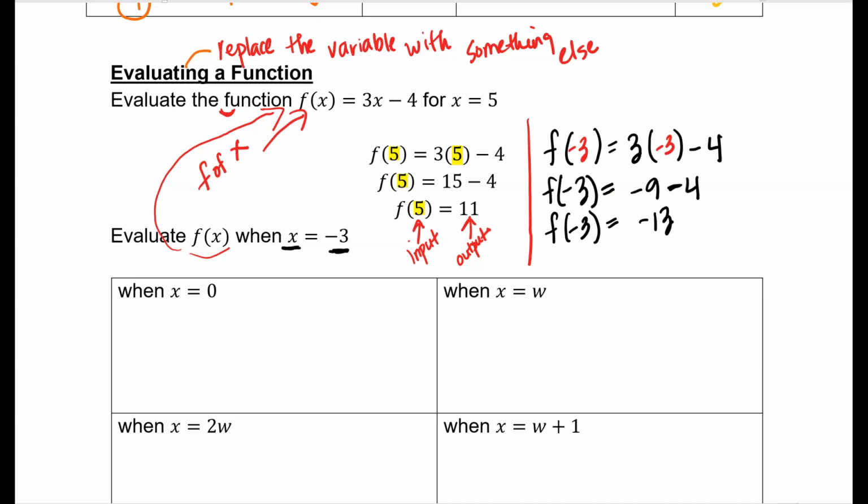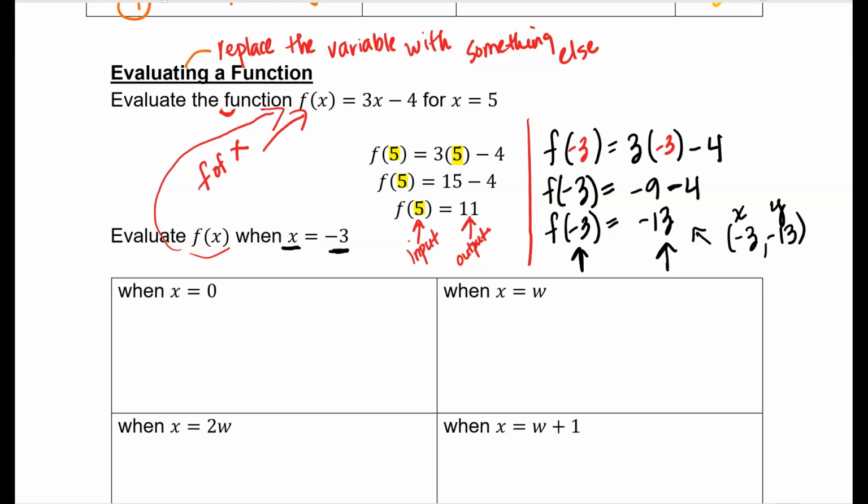So what is our input? Negative 3 is correct. What is our output? Negative 13 is correct. And with this information, we could easily graph this because all we need are x's and y's, right? Coordinates. So for example, if I wanted to plot this, that coordinate would be negative 3, negative 13, because negative 3 represents the x and negative 13 represents the y. Let's move on to the next example.